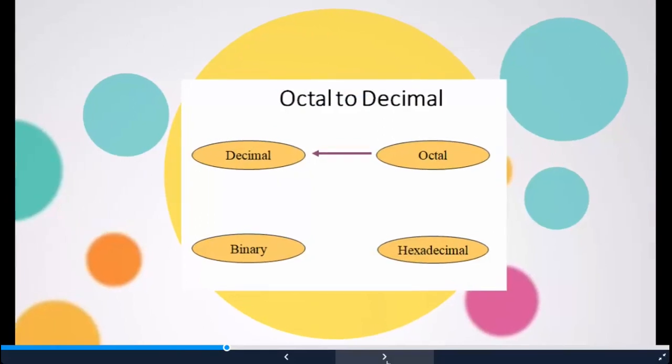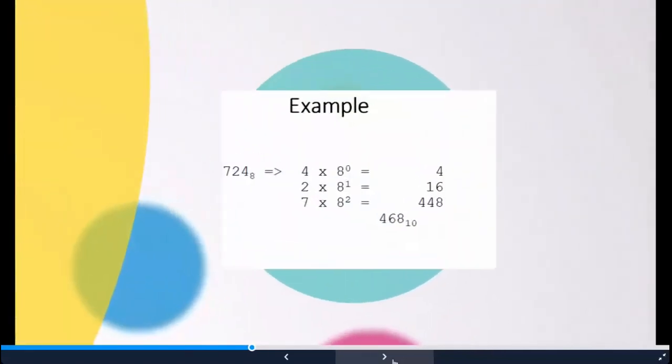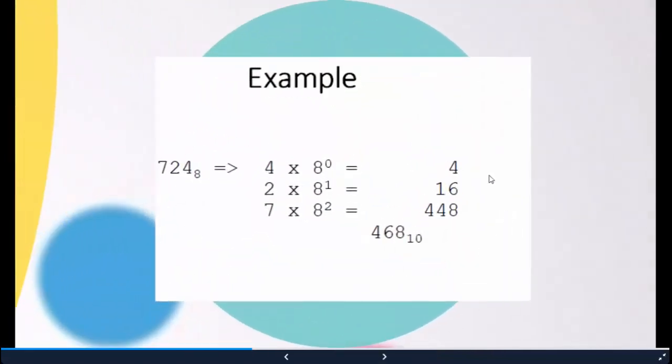Octal to decimal. So the technique here is again just the same. Multiply it by 8^n, where n is the weight of the bit. The weight is the position of the bit starting from 0 on the right, and then add the results. So you see the process is actually the same. Before we had this as times 2 because it's from binary. Now because it's octal, we have this times 8.